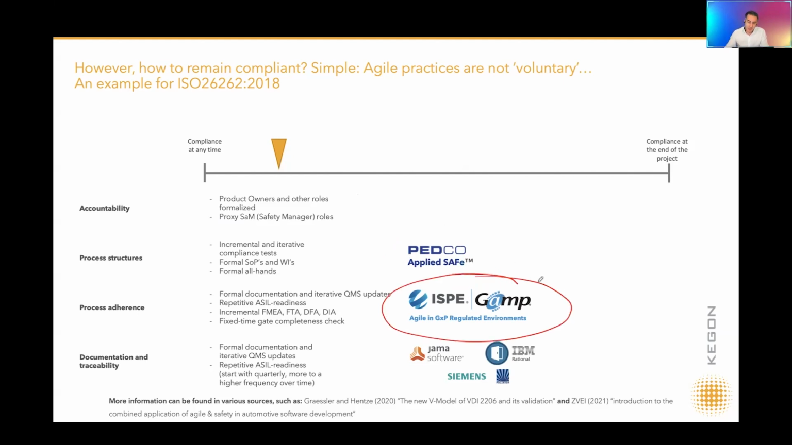More specifically, ISPE, which is from the pharmaceutical industry, published already in 2008 the Good Automated Manufacturing Practice, Volume 5. And they've been publishing a lot about the use of Agile in the development of software, but also medical devices, using Agile teams.